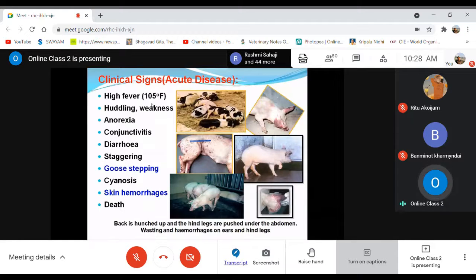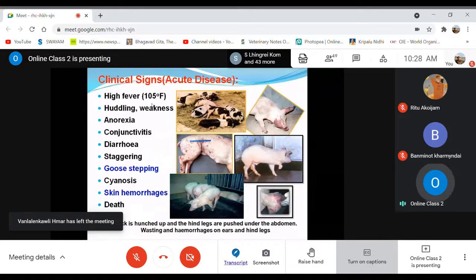They will be anorexic, that means no appetite, and they will show conjunctivitis, diarrhea, staggering movement, and an imbalance type of gait while moving and walking. That means a little bit of imbalance, trembling and such things. Then goose stepping, just like a goose, how they step on the floor.